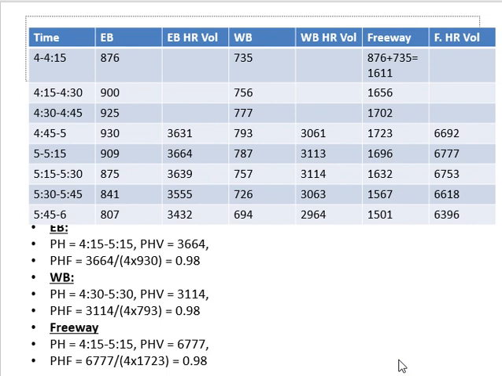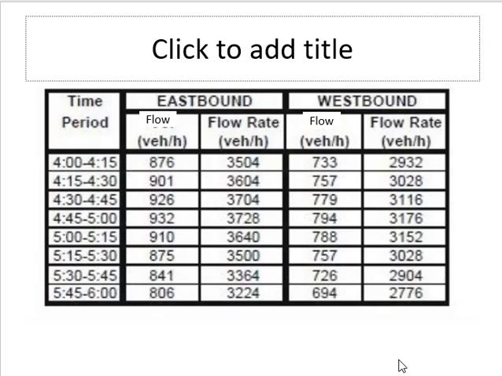So they are saying you did it here only for one value. Now do it for the entire time. Since you already know it, I will not waste much time on it. The flow was 876 here, and the flow rate is 3504. What did I do with 876? Multiply by 4. That's it. So all values are multiplied by 4 for both directions, one time for eastbound, the other time for westbound. Clear?